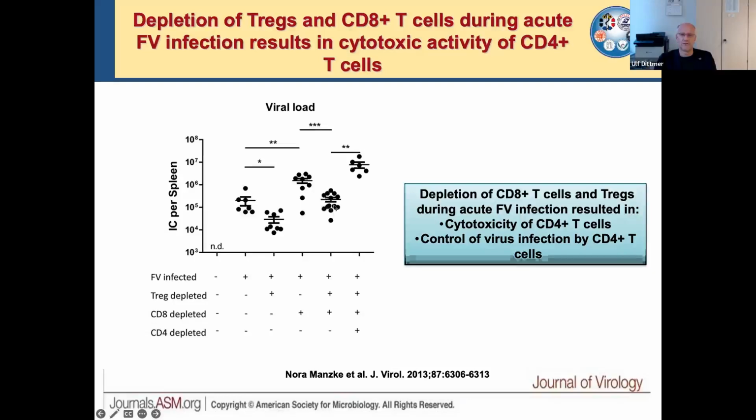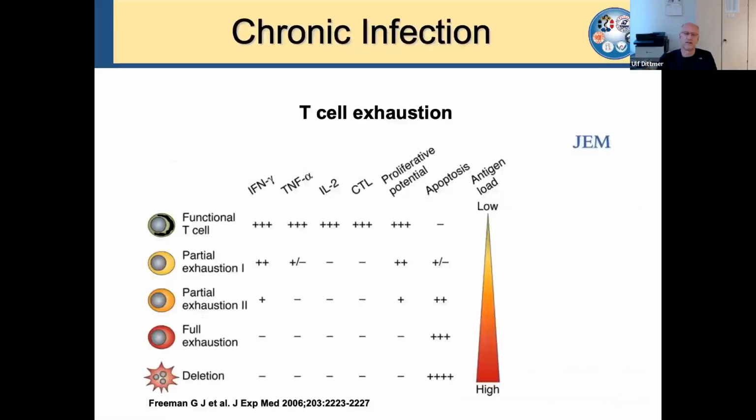So if you deplete Tregs and CD8 cells, then the virus can be controlled much better because now you have cytotoxic CD4s and they control the virus. And if you deplete also these CD4 cells, in addition, deplete everything, then the virus load goes back up, showing you that indeed you have cytotoxic CD4s that do this virus control here. And they are under the control of Tregs and CD8 cells.